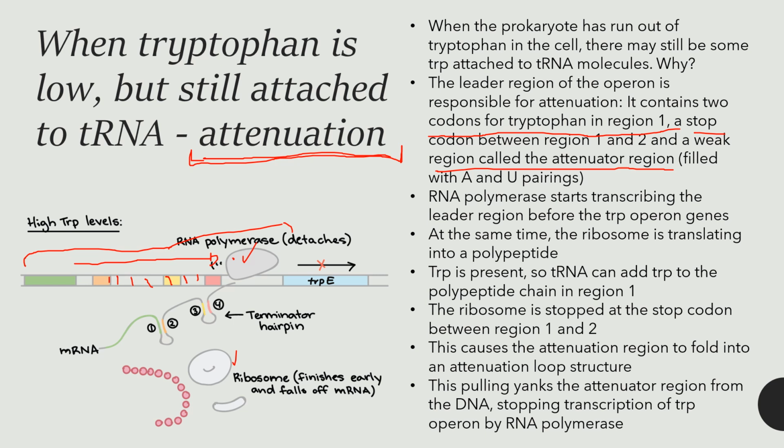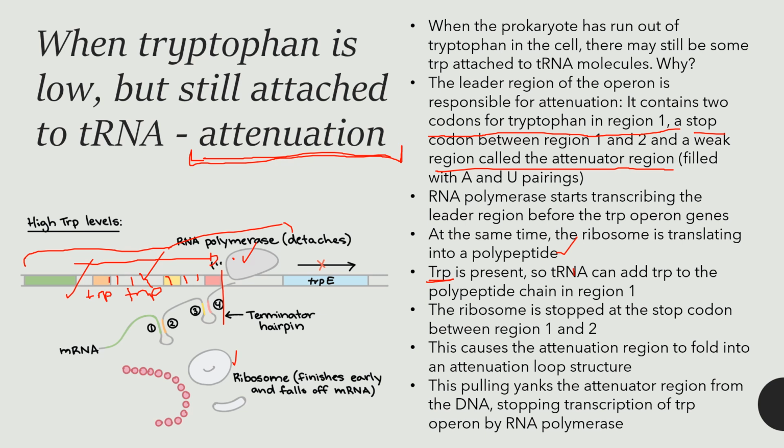So RNA polymerase starts to transcribe the leader region, and at the same time the ribosome is translating into a polypeptide. Tryptophan is present on the tRNA, so that means that the tRNA molecules can add tryptophan to the polypeptide chain. So remember that we have these trp codons in region 1, and trp can be added. Added, no worries, we've got it there. The ribosome is then stopped at the stop codon. So remember that stop codon was there for a reason. It's to stop the ribosome at that region.